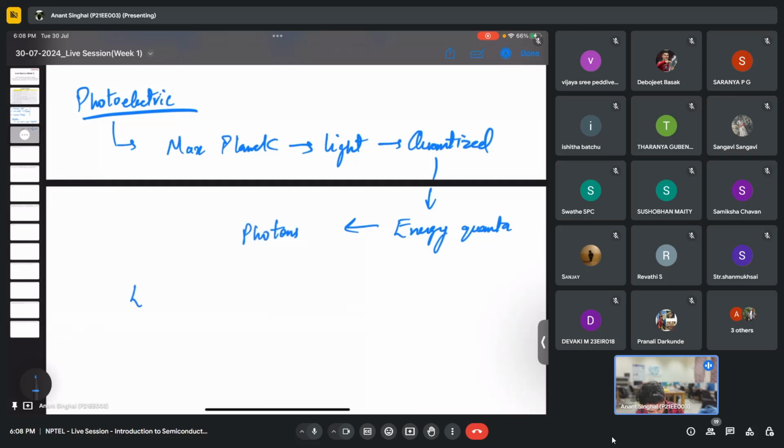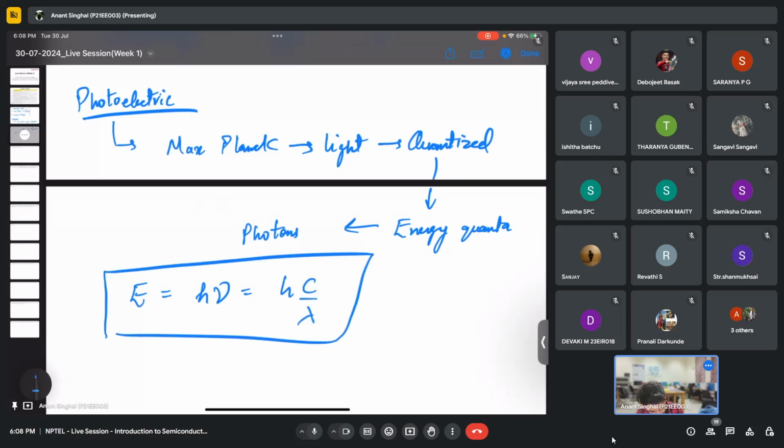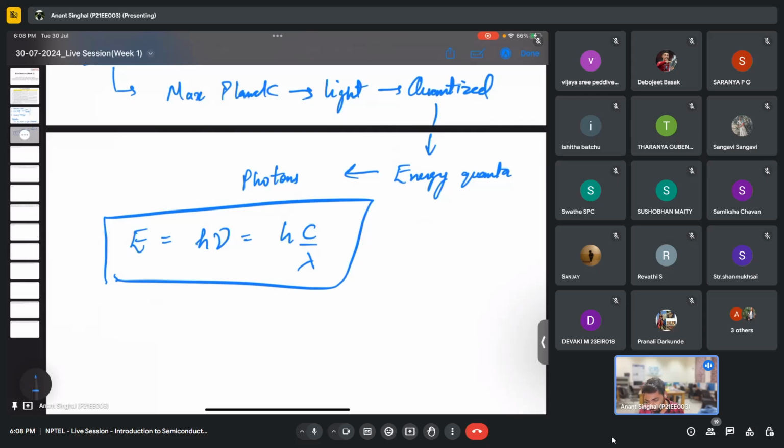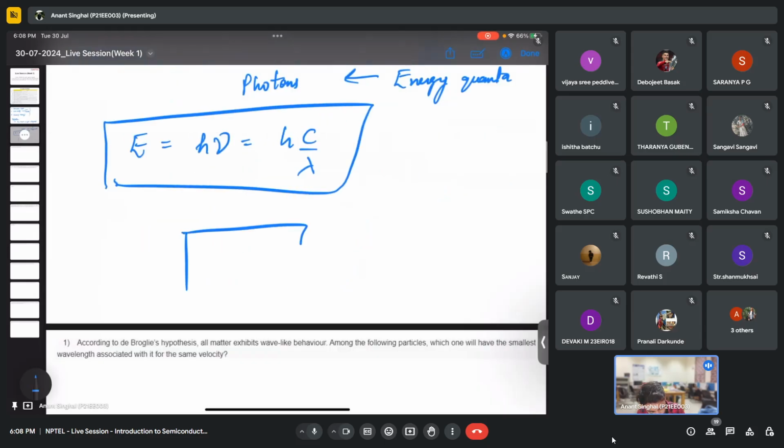And this quantized energy, the energy of a photon, is given by E equals h nu, where nu is hc by lambda. This is a very basic formula that we all know even from 10th standard. So this is the basics of the photoelectric effect. Let's say we have a metal and some incident light on it with energy h nu. There can be some absorption of the light and there can be some reflectance of the light. The emitted particle is also known as a photoelectron, and this phenomenon is basically the photoelectric effect.